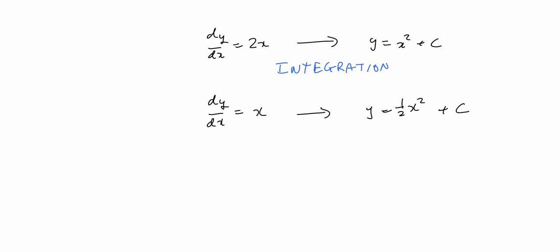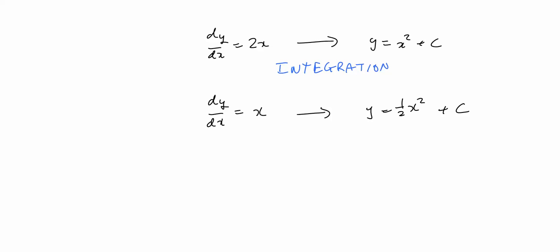So integration is the reverse of differentiation. We see if y equals x squared, dy by dx is 2x. If we reverse that process, dy by dx is 2x, y equals x squared, then plus the arbitrary constant.